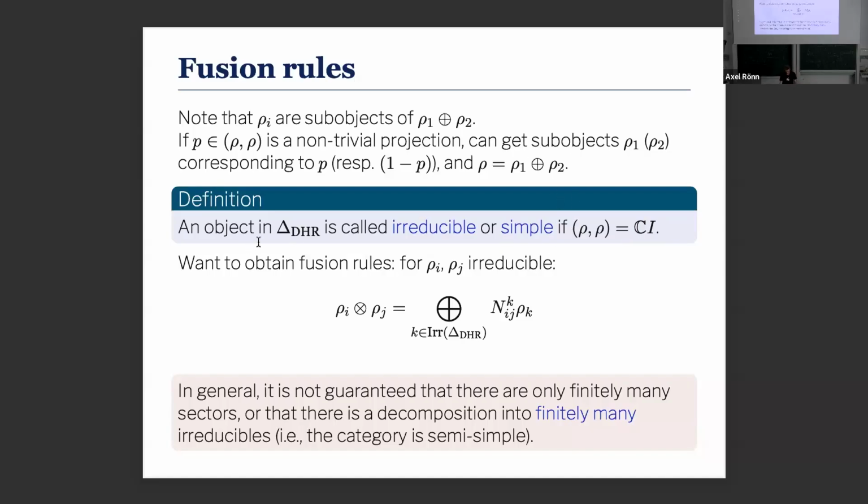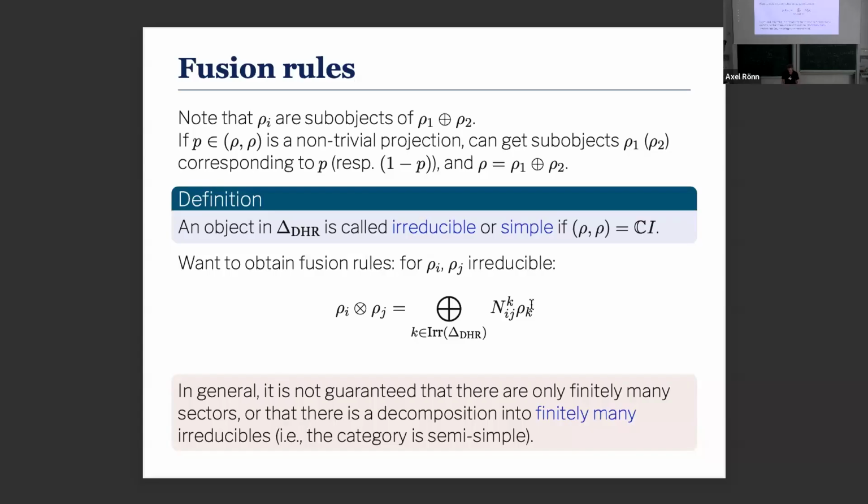Good. So now I want to obtain the fusion rules. If you take two irreducible objects, can we actually decompose their product in this way? From the general theory that we have so far, the answer is we don't know yet. It's not guaranteed. Two things can actually happen, both interesting in their own right. The first one is that there might not be finitely many irreducible sectors. There might be infinitely many irreducible sectors. In this case, that's not too much of a problem.